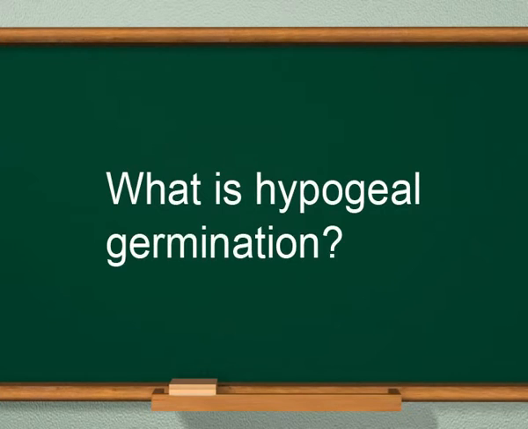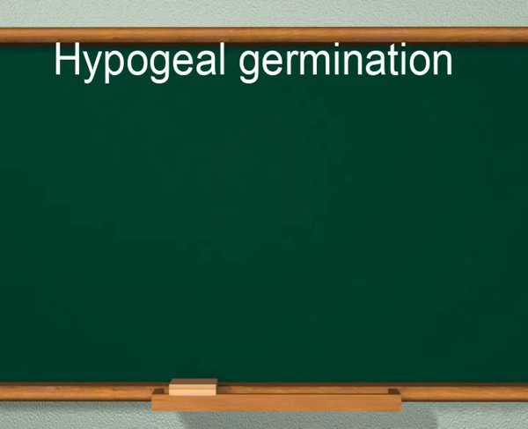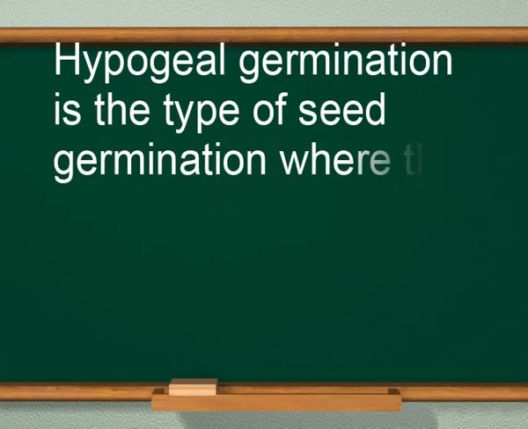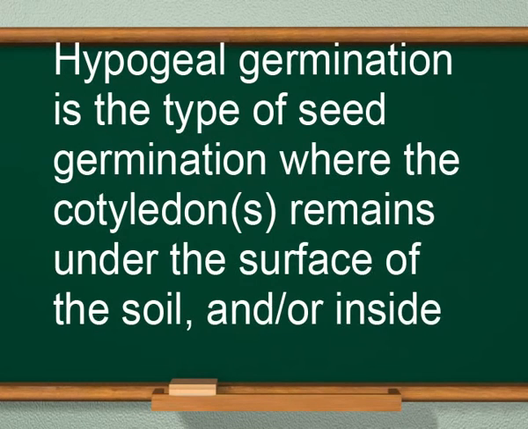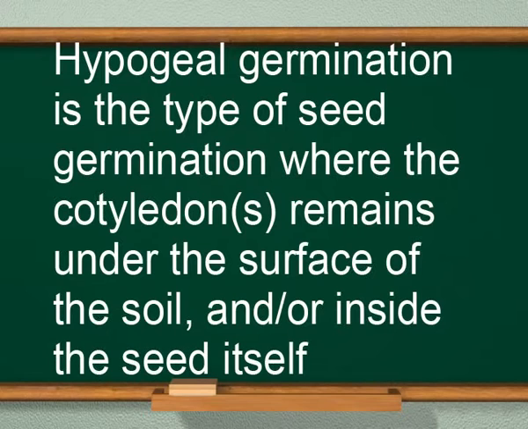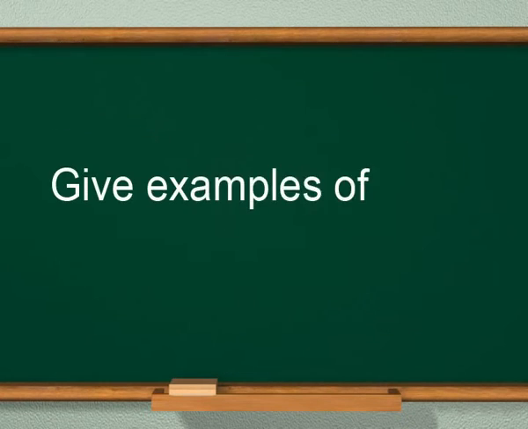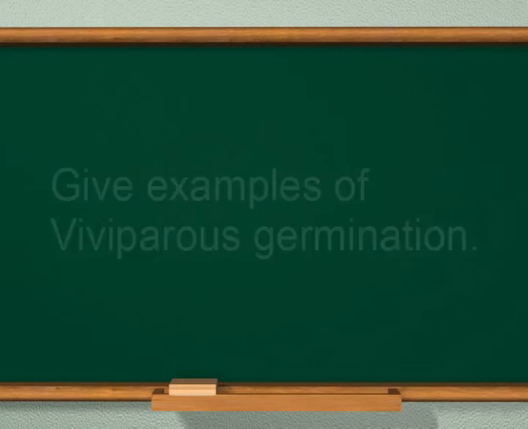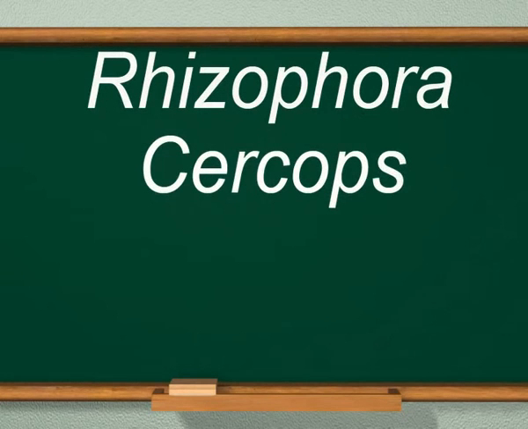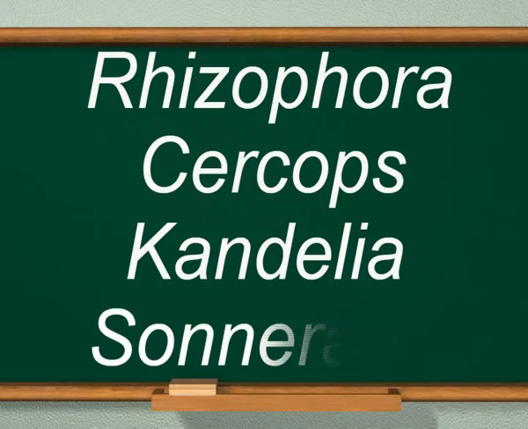My next question is, what is hypogeal germination? Answer. Hypogeal germination is the type of seed germination where the cotyledons remain under the surface of the soil or inside the seed itself. Next question. Give examples of viviparous germination. Answer. Vivipary is seen in Rhizophora, Ceriops, Candelia and Sonneratiaceae.